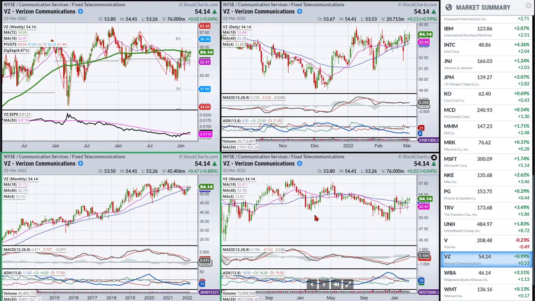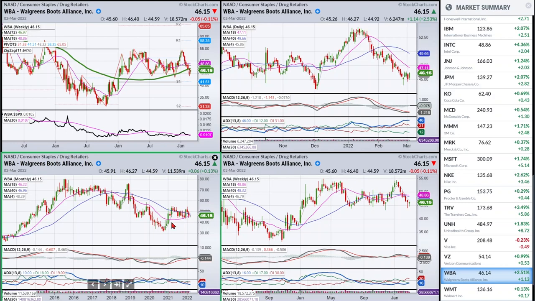So Verizon is a stock that's really been a waste of time for several years, but it also has a significant amount of support at 50. And I think it's more of a trading range. It looks like it wants to work its way up to the upper end of the range, up around 57, 58. WB is trying to turn around, but it can't get going.